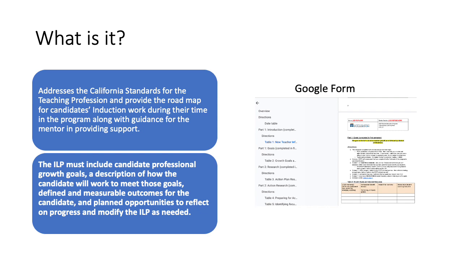In our program, it used to be that a candidate would complete one plan per semester. We have changed that. It is now one plan for the duration of the program. This is completed as a Google form. The teacher candidate will download a copy of the Google form and use it for the whole program. It will be shared with the mentor as well as the different professors throughout the program.